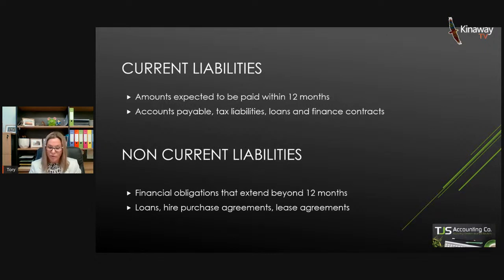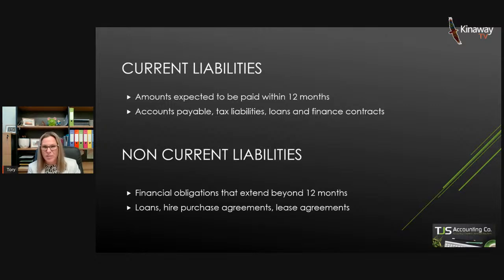You might find hire purchase for equipment finance, bank loans. You'll also find in here accruals such as staff entitlements, annual leave accruals and long service leave accruals. When we're looking at your liabilities, again, they can further be classified under the subheadings of current and non-current. Just like the current and non-current assets, current liabilities are amounts that are expected to be paid within the 12 months.